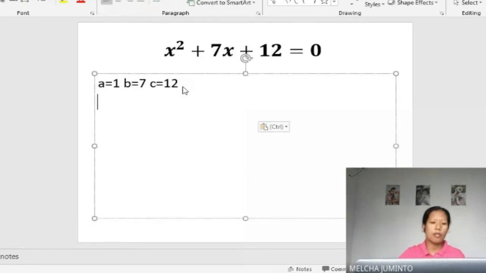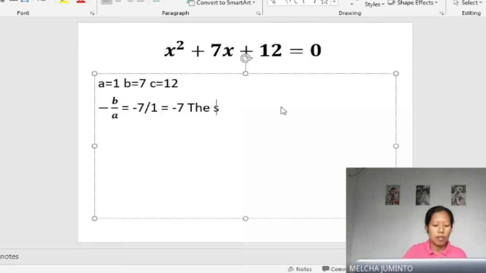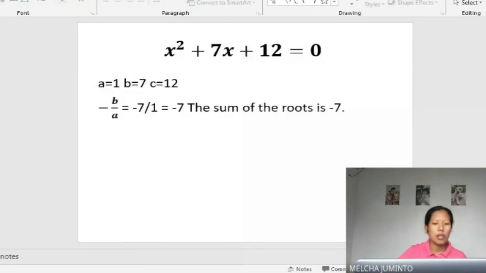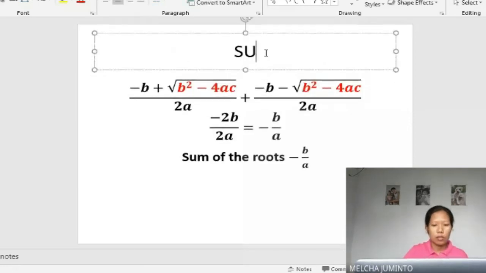By simply using the formula negative b over a, we can determine that the sum of the roots will be negative b, which is negative 7, over a, which is 1. Therefore, the sum of the roots is negative 7. Okay. Because we simply use the formula negative b over a. Now let us move to the product of the roots. So this is for the sum.